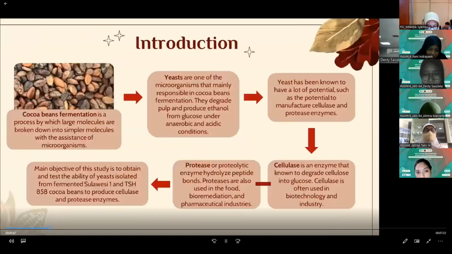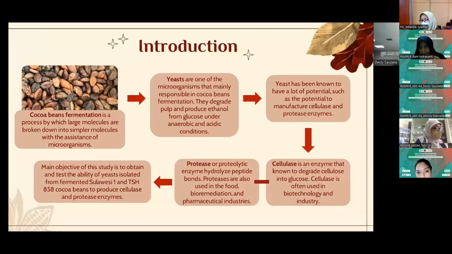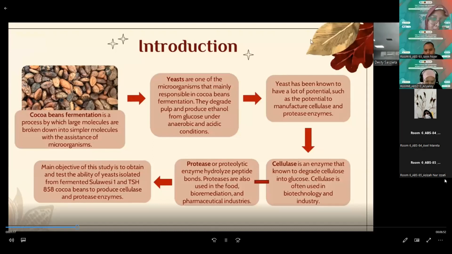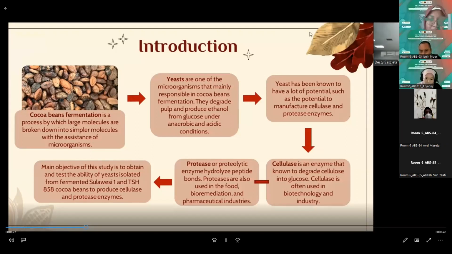First, introduction. Cocoa beans fermentation is a process by which large molecules are broken down into simpler molecules with the assistance of microorganisms. Yeasts are one of the microorganisms mainly responsible in cocoa beans fermentation. They degrade pulp and produce ethanol from glucose under anaerobic and acidic conditions. Yeast has been known to have a lot of potential, such as the potential to manufacture cellulase and protease enzyme.